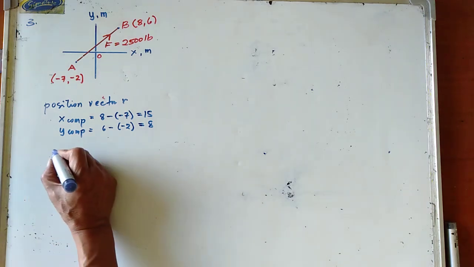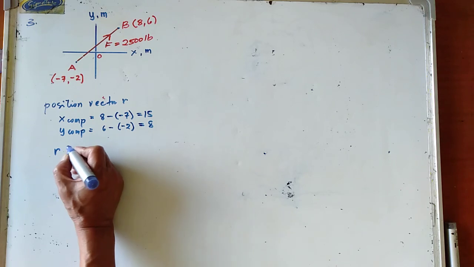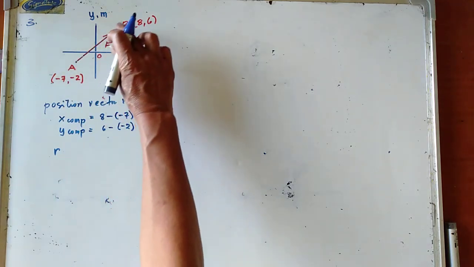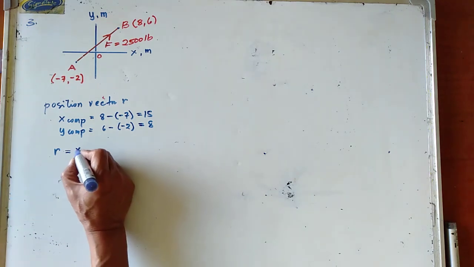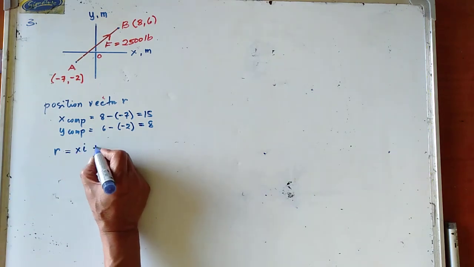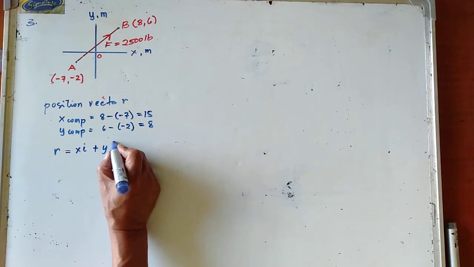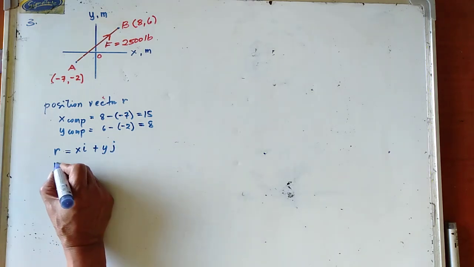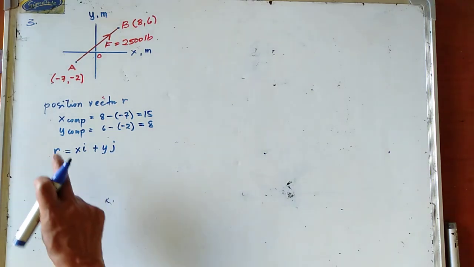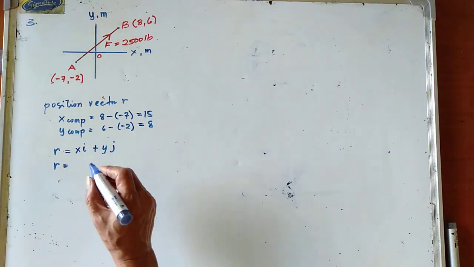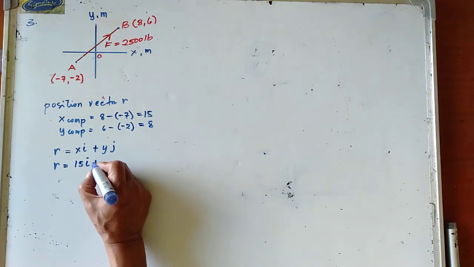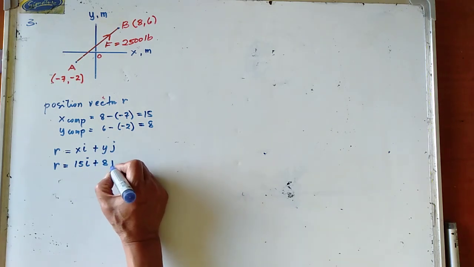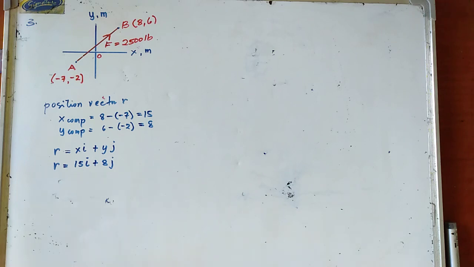So the position vector r directed from A to B is equal to xi plus yj. Hence, the position vector is equal to the x component, which is 15i, plus 8j.